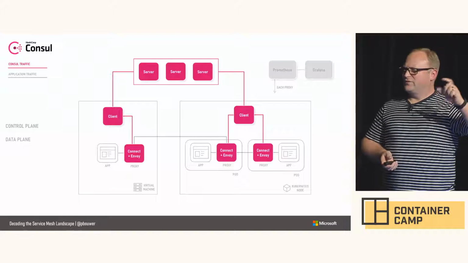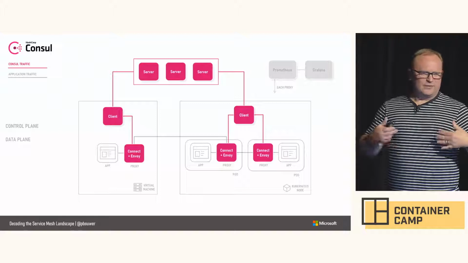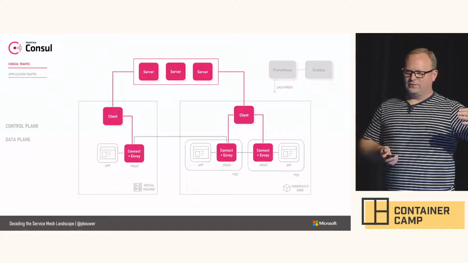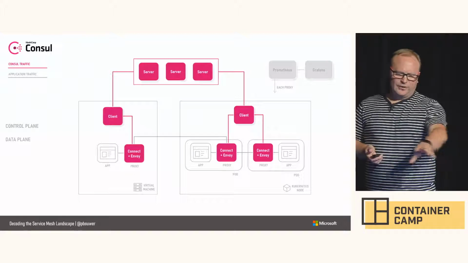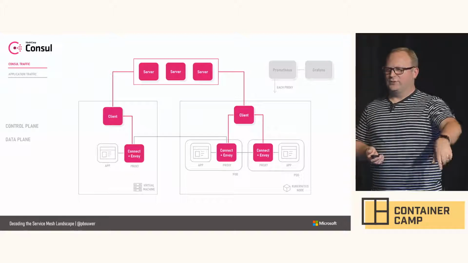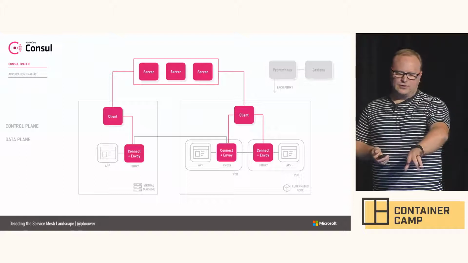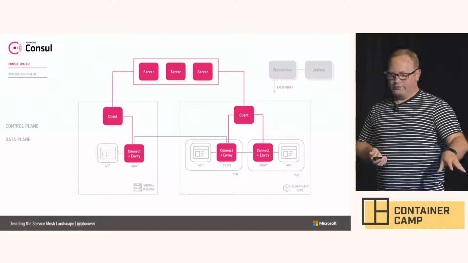Consul has this concept of server and client. So the clients have to run next to your workloads, and those will communicate with the server. And then you'll have the proxies down in your workloads that will communicate with the client. Again, you can do this on a Kubernetes node or on a virtual machine.